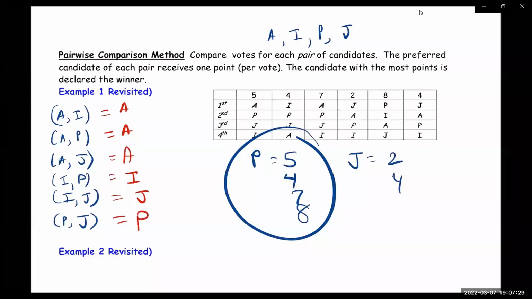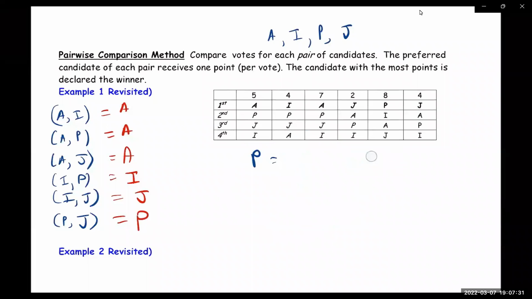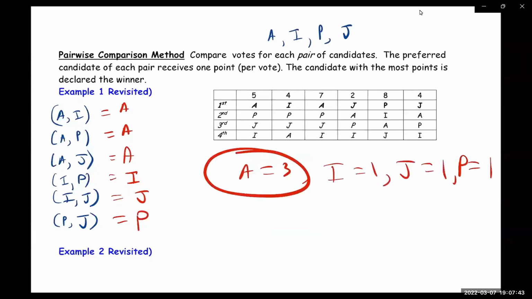All right, so let's see what the final point tally is. So it looks like A got 3 points. I got 1 point, J got 1 point, and P got 1 point. So A is the winner. So that would be Alicia, using the pairwise comparison method.